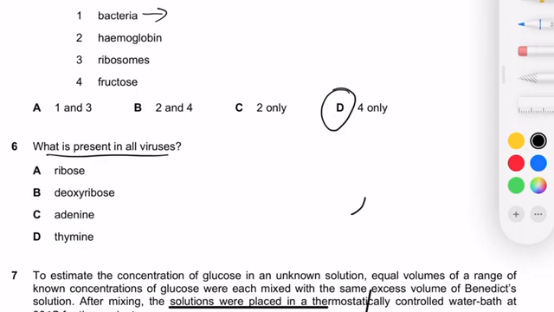What is present in all viruses? Ribose, deoxyribose, adenine, thymine. Now we understand that ribose and deoxyribose form either part of DNA or mRNA nucleotides, and sometimes viruses could be retroviruses, meaning they have RNA, sometimes they are adenoviruses, maybe they have DNA, so that is no and no. Thymine too, because it's only found in DNA. Uracil is only found in RNA nucleotides, so that's also wrong, so the answer is C.